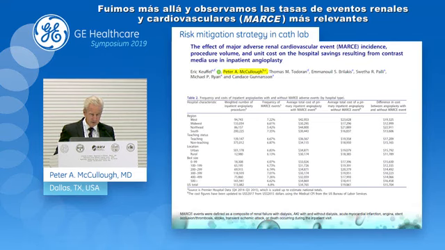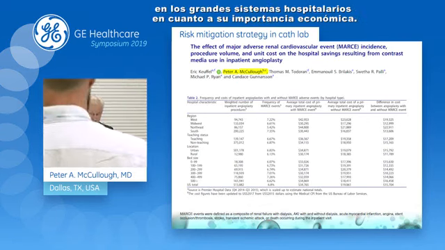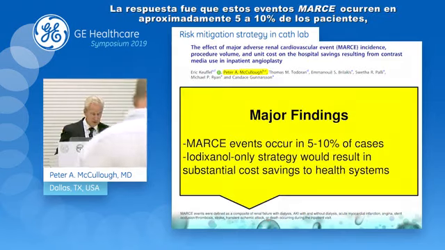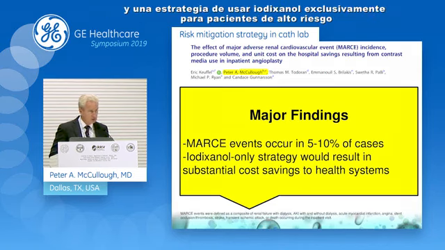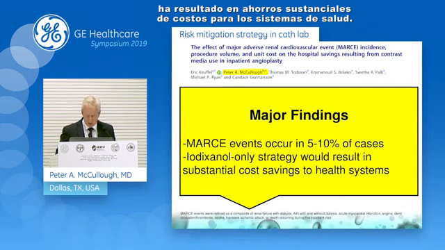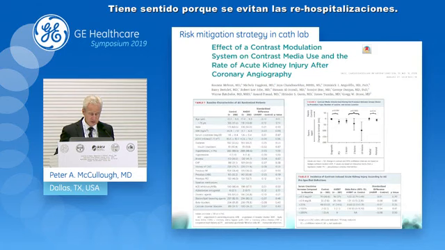We've gone further and looked at the rates of major adverse renal and cardiovascular events in large hospital systems in terms of what it means economically. And the answer is that these MARCE events occur in about 5 to 10% of patients. So these hospitals that only use an iodixanol-only strategy for high-risk patients result in substantial cost savings to health systems. Makes sense because rehospitalizations are avoided.